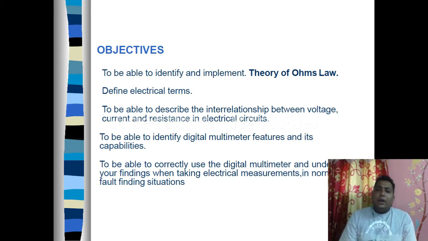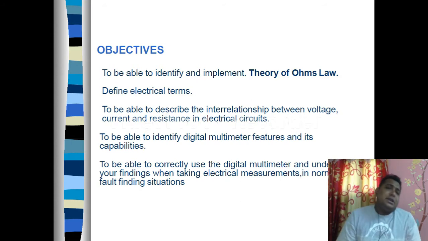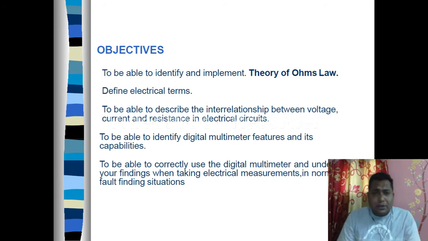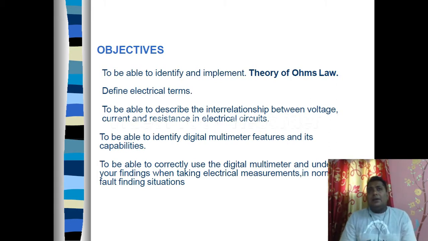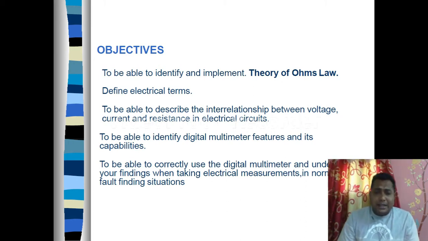To be able to identify digital multimeter features and its capabilities. A multimeter is something by using which we can measure many things. It is basically a digital meter. Analog meters are also available, but nowadays digital meters are taking over the market, and they have a standard price and can be used for different purposes.